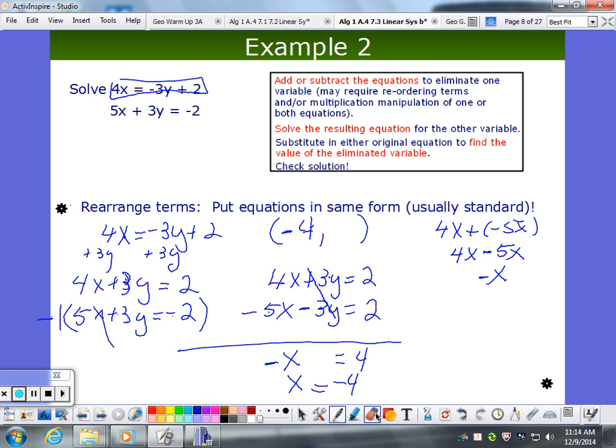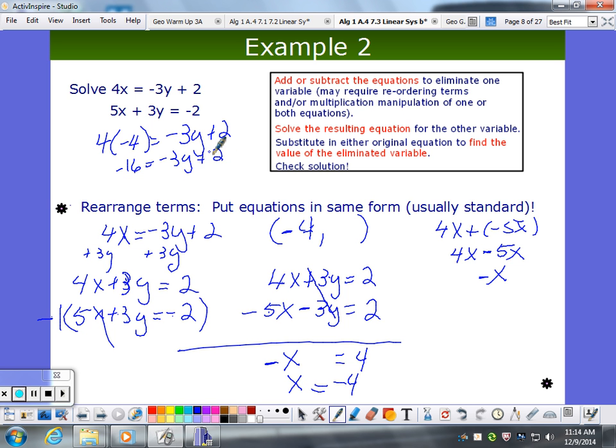Either one. Now be careful. We manipulated, right? Go back to the original. I may have messed something up here. I do it all the time. Go back to the original and see what you get. So pick either one. I'll pick this one. 4 times x, which I think is -4, is -3y plus 2, right? That's -16.